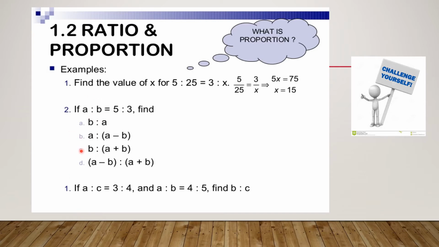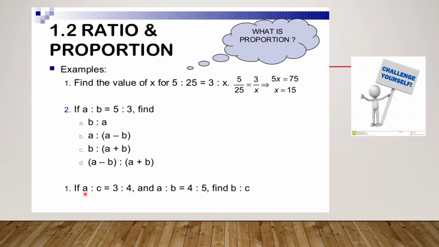For parts B, C and D, find the value of A minus B and find the value of A plus B. After that, you will write the ratios accordingly. In this question, A ratio B is equal to 3 ratio 4 and A ratio B is equal to 4 ratio 5. Two proportions are there, but you have to find the value of B ratio C.